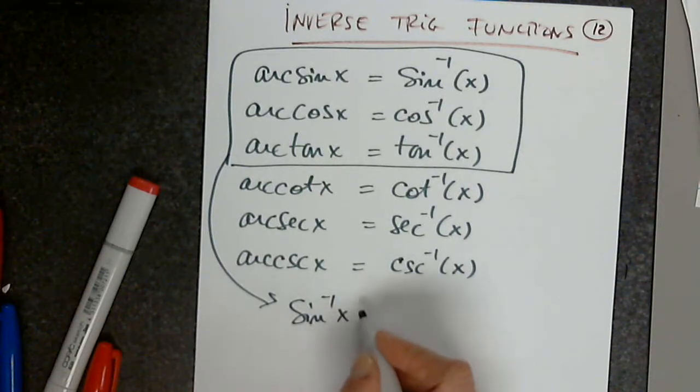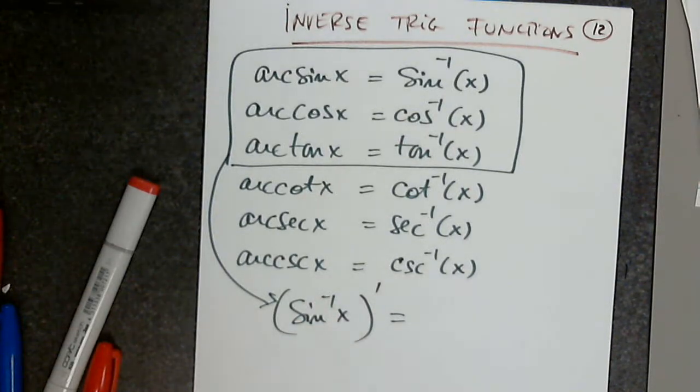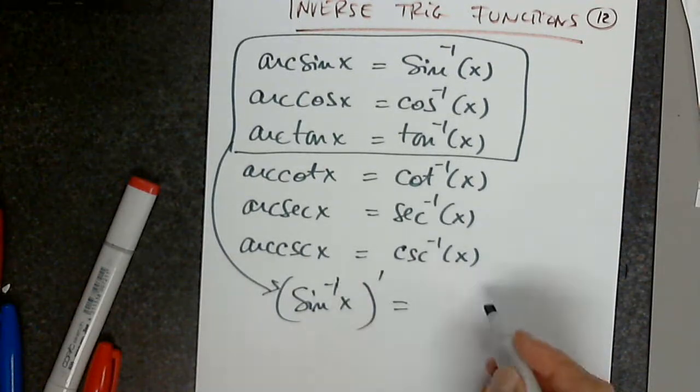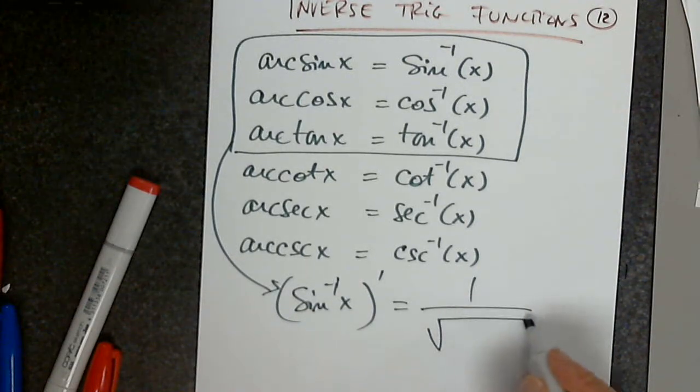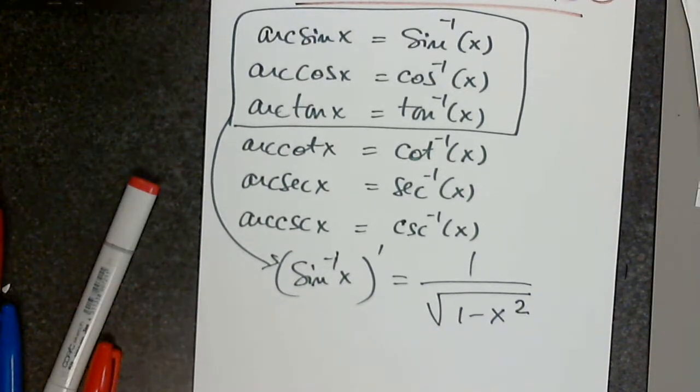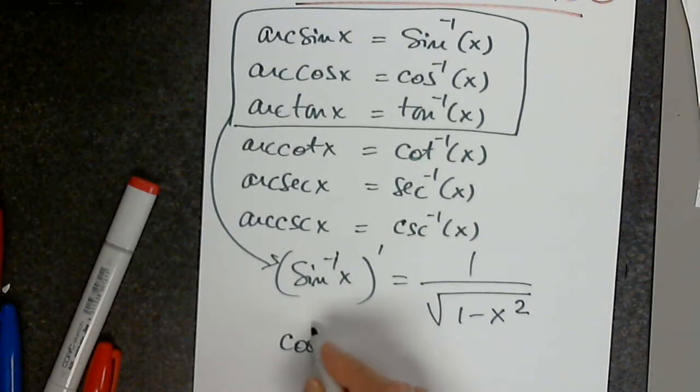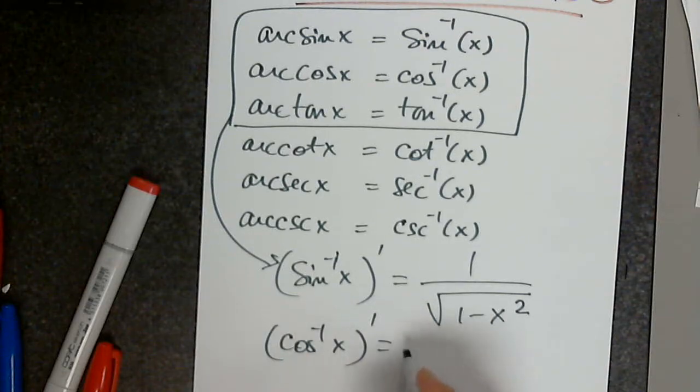Sine inverse x prime is 1 over the square root of 1 minus x squared. Cosine inverse x prime is the same thing with minus in front.